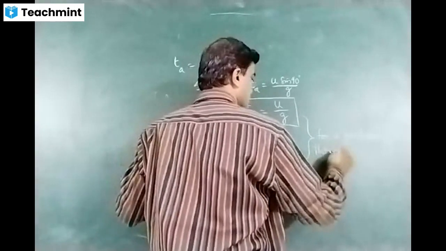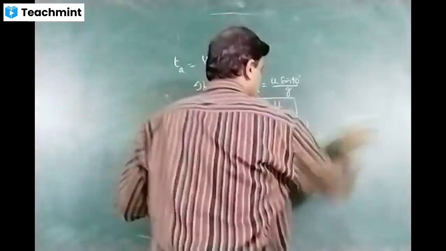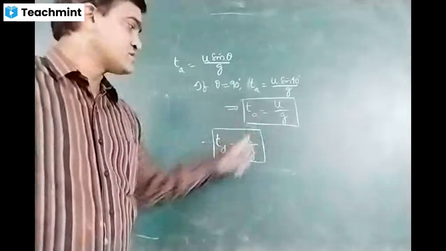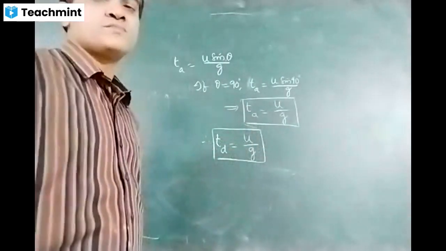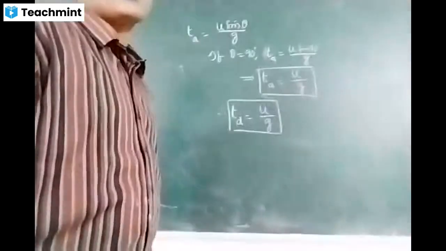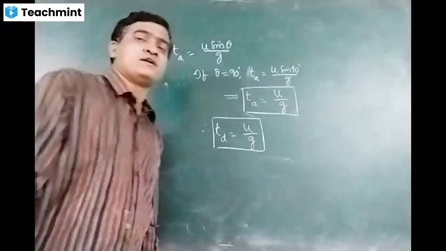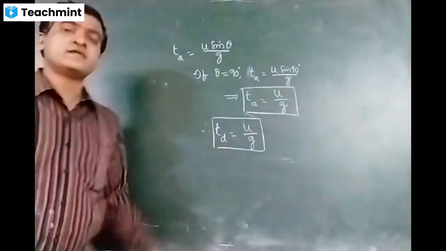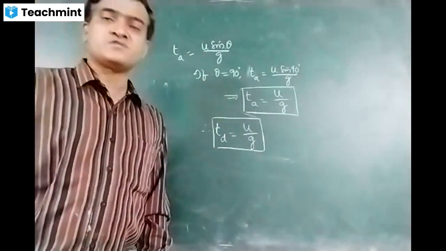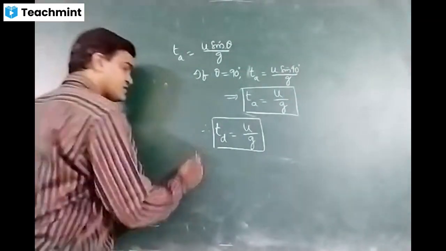These two formulas, time of ascent and time of descent, are used for a particle moving along the vertical direction, whether it goes upwards or comes down. In both cases, time of ascent is equal to time of descent, which is equal to U by G. Right? Now, what should be the formula for time of flight?